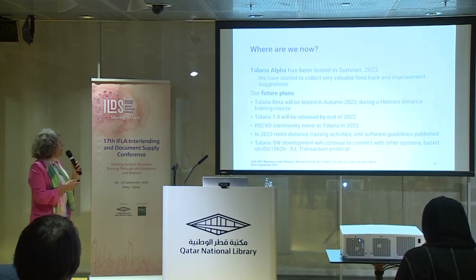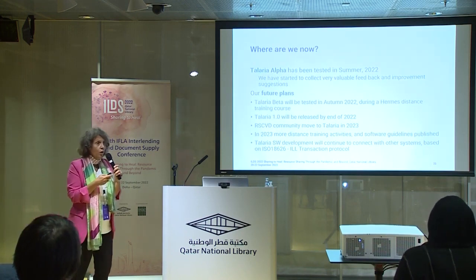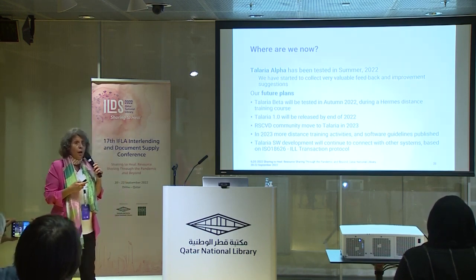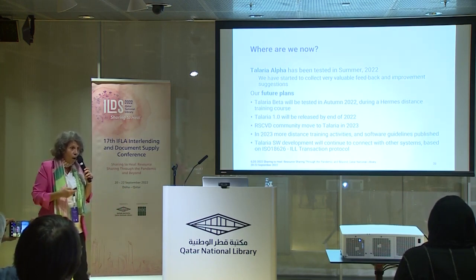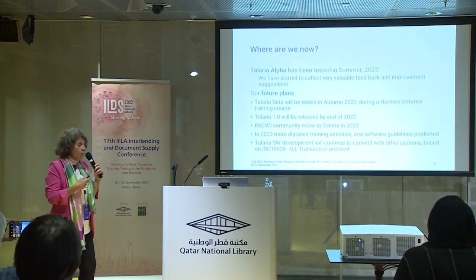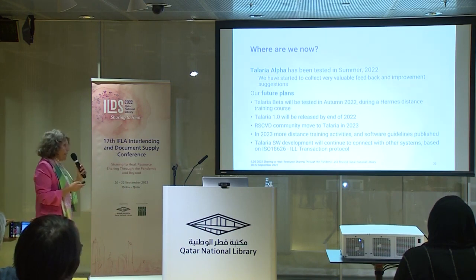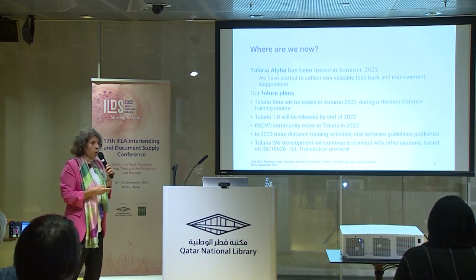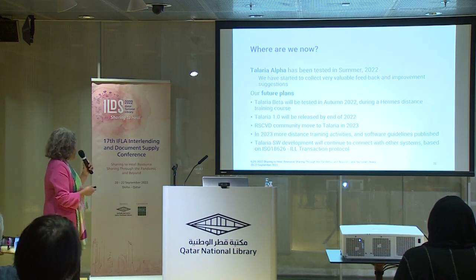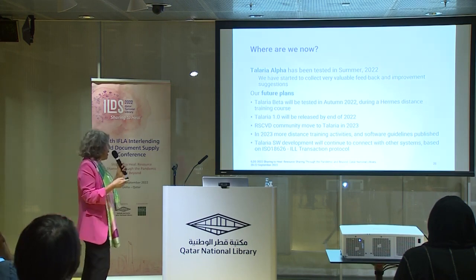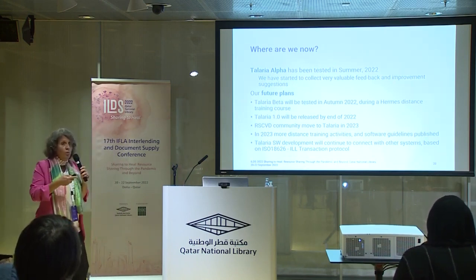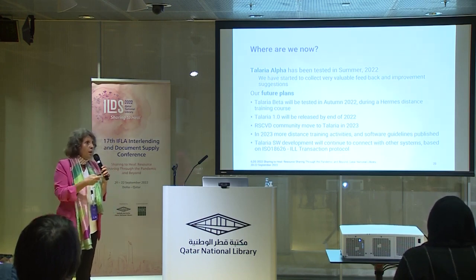So where are we now? We have tested the first alpha version of Talaria in summer. We are going to improve it and hopefully have a better version by autumn. By autumn, we want to test a new version that we call the beta version, and this will be tested in the Hermes training group with the volunteer librarians we received. We plan to have Talaria 1.0 released by the end of the year, so that in 2023 we may start using the new software.